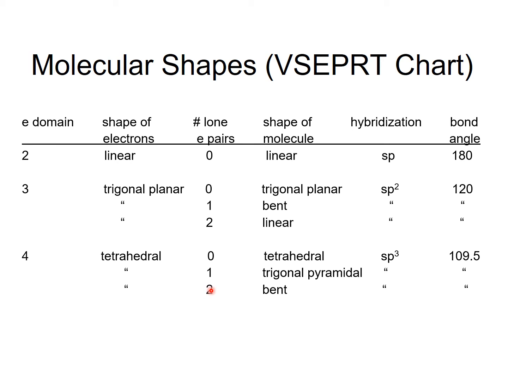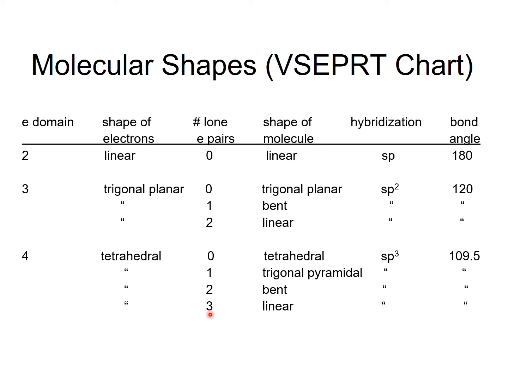Okay, so if you have two lone pairs, then two of the legs of the tetrahedral are invisible, meaning that the only thing that you can see is something that looks bent. Once again, same hybridization, sp3, bond angle still 109.5. Between the atoms that you can see, it'll be slightly less, because lone pair electrons tend to take up a little bit more space than bonding electrons.